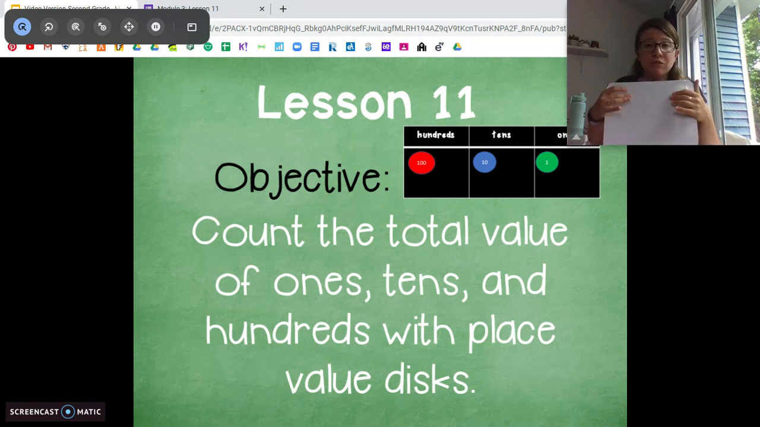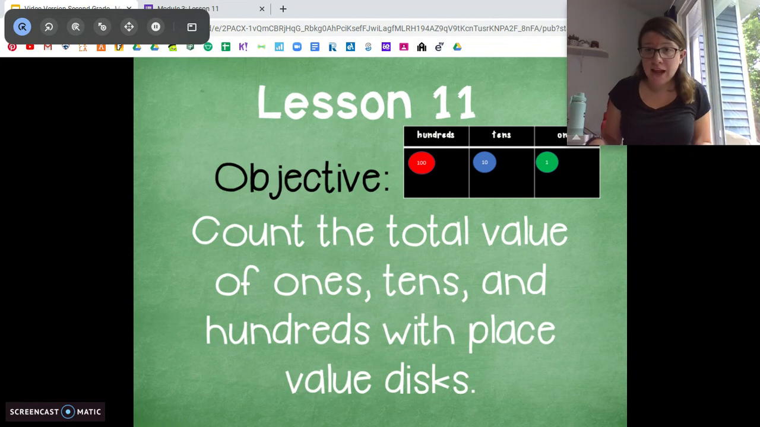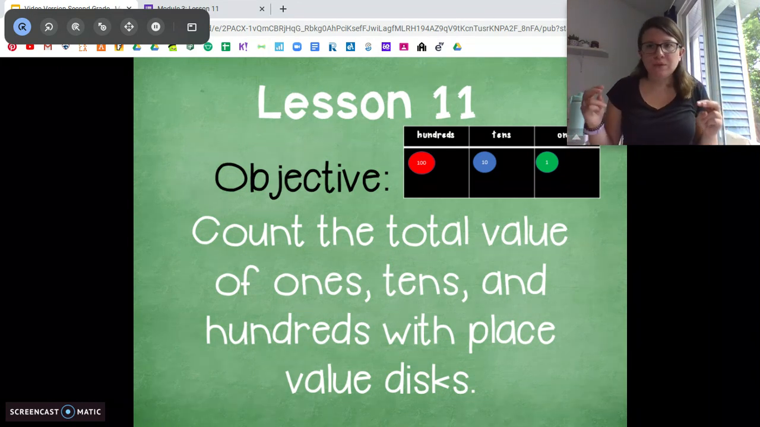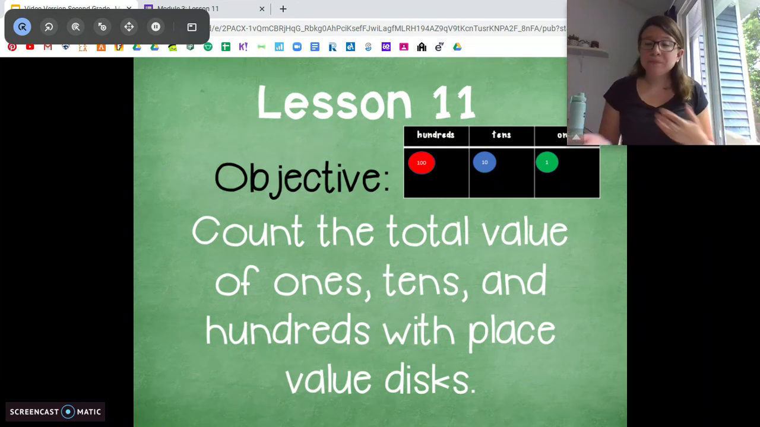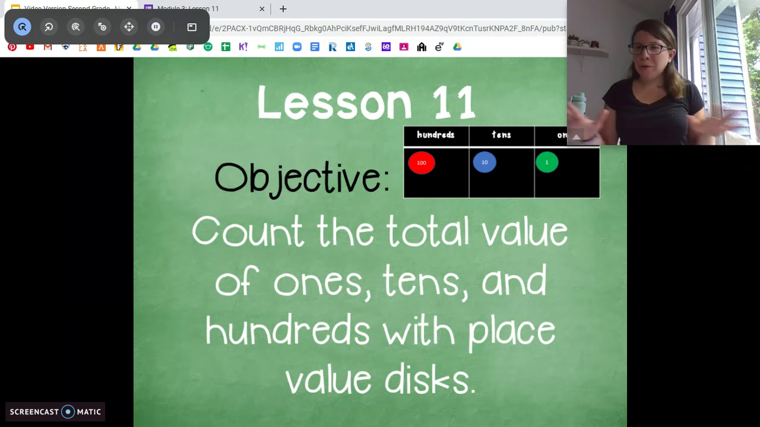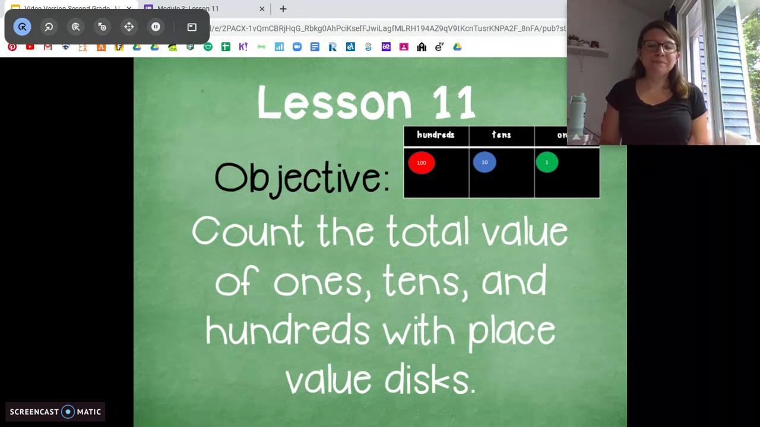Make sure you have something to write on, something to write with today, so we can practice using the place value discs by drawing them. I will explain what they are. Don't worry. Just make sure you have something to write with.